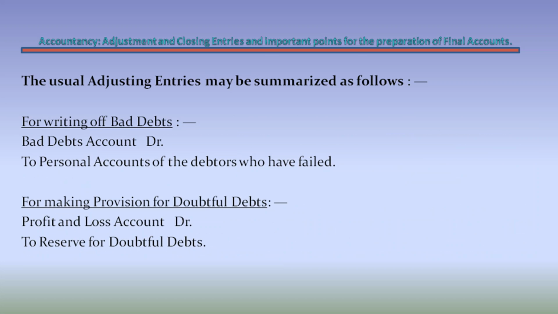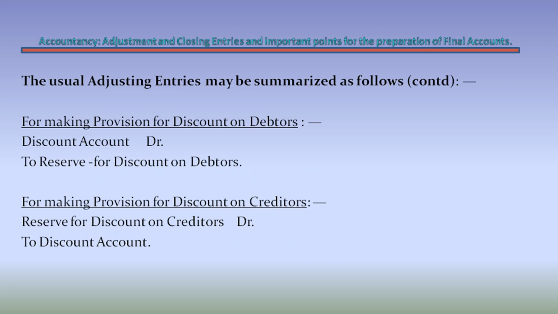The usual adjusting entries may be summarized as follows. For writing off bad debts, bad debts account debtor to personal accounts of the debtors who have failed. For making provision for doubtful debts, profit and loss account debtor to reserve for doubtful debts. For making provision for discount on debtors, discount account debtor to reserve for discount on debtors.